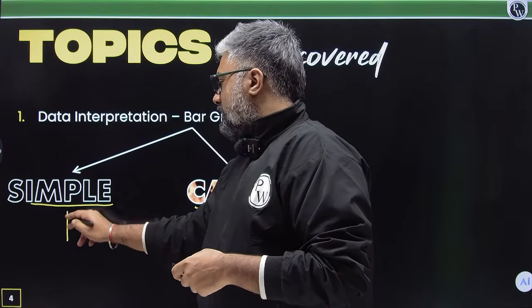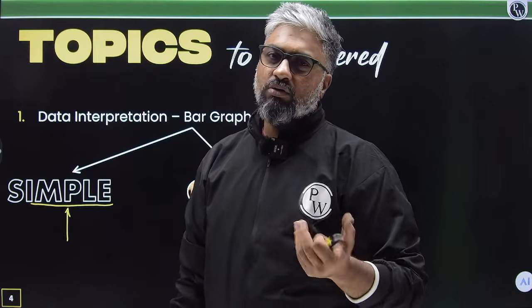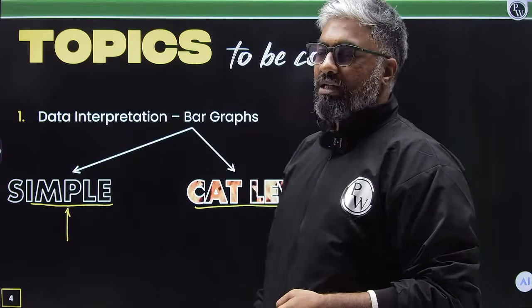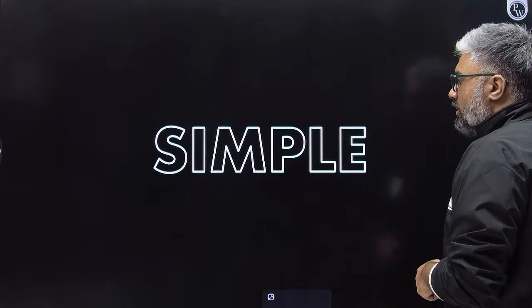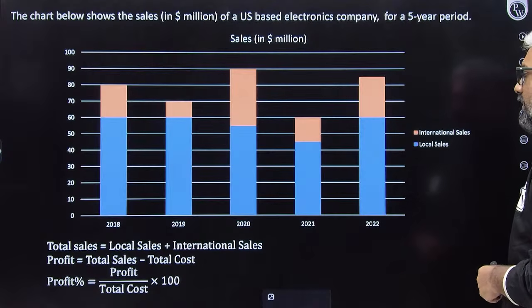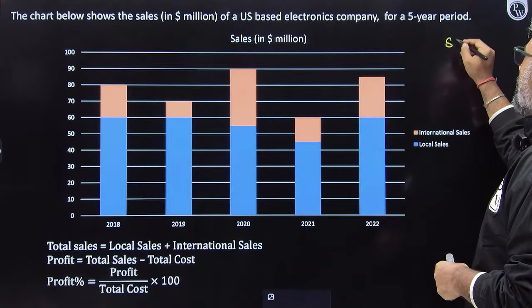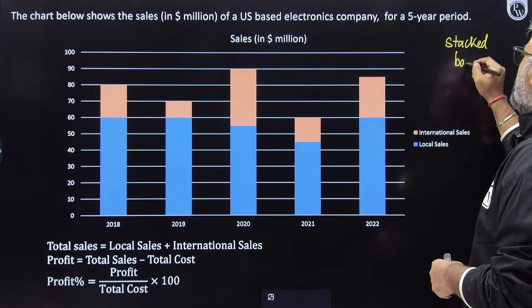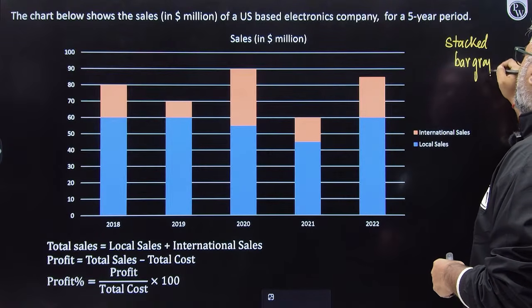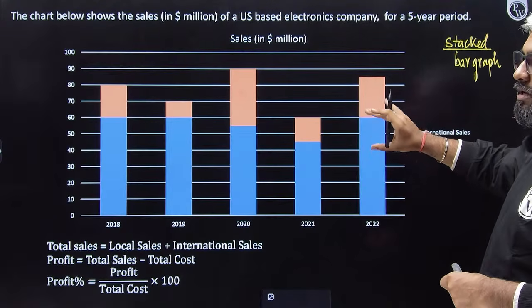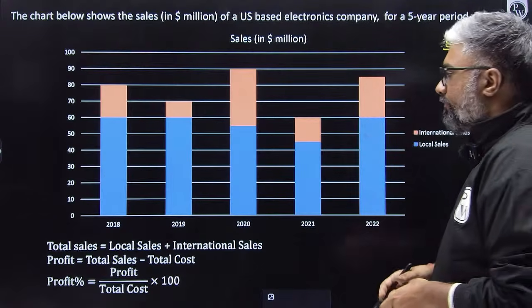So let's start off with a simple bar graph just to understand how to read a bar graph and how to get the data from there, and then in the CAT level, we'll go towards the advanced thing, okay? Let's start off with the simple one. Here in front of you is a bar graph. This bar graph is called a stacked bar graph. Why is it stacked? Because one bar is stacked on the above one, right?